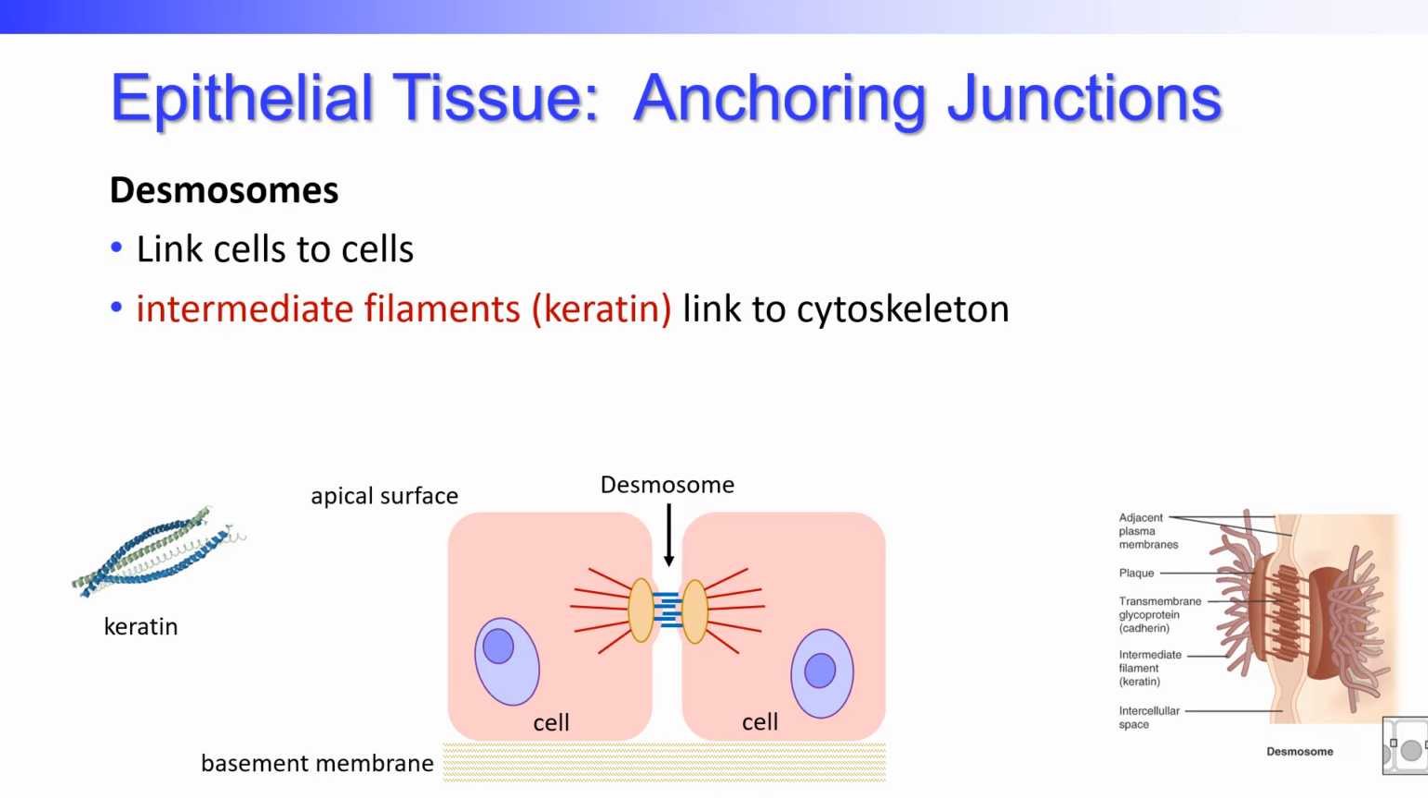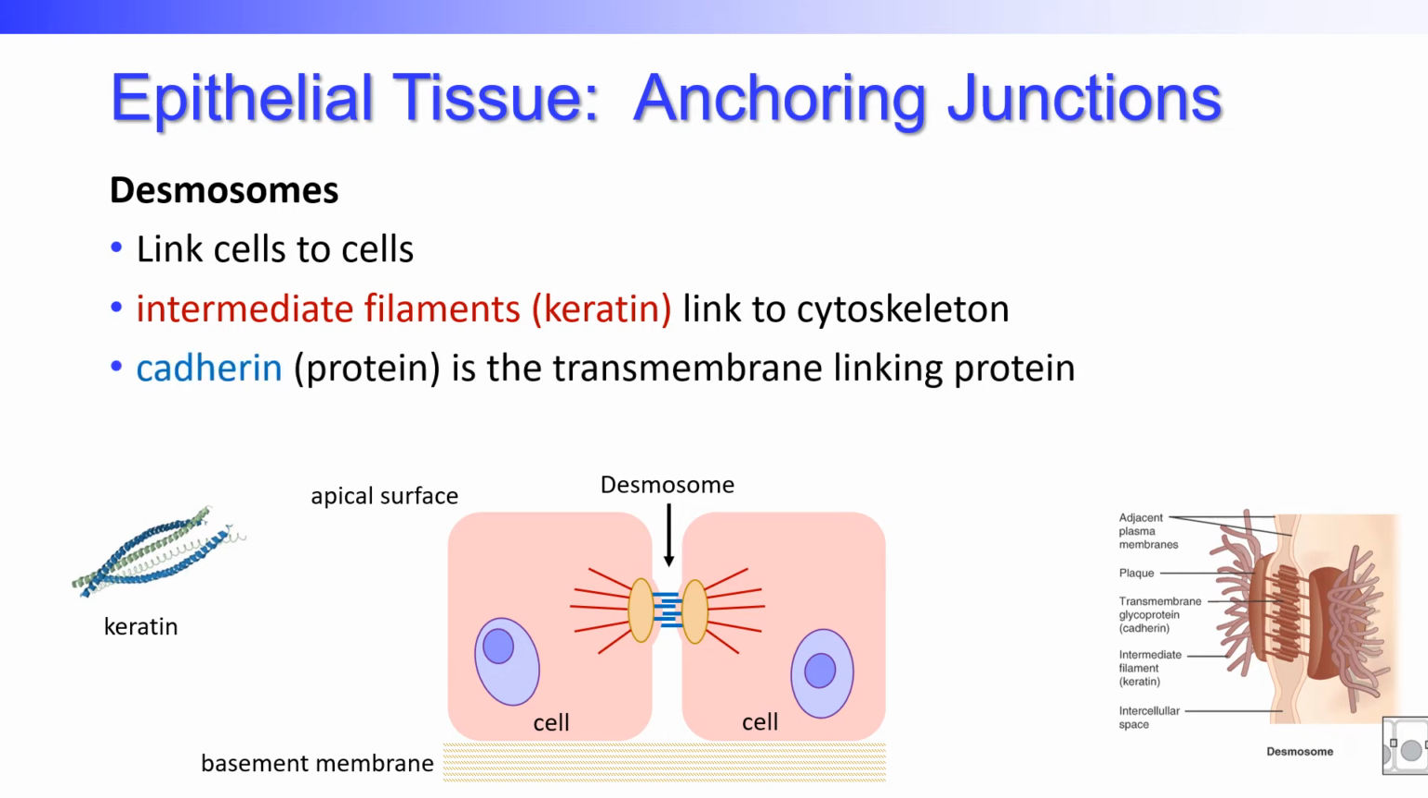Now the protein that's going to connect one cell to another cell is called cadherin. This is a transmembrane linking protein. So as the name implies, transmembrane is going through the plasma membrane, and linking protein means that it will actually form the attachments between the two cells. Now if we look at the general placement of these two desmosomes, we can see that they're roughly in the upper part of the cell towards the apical surface, but still within the mid area of the cell.